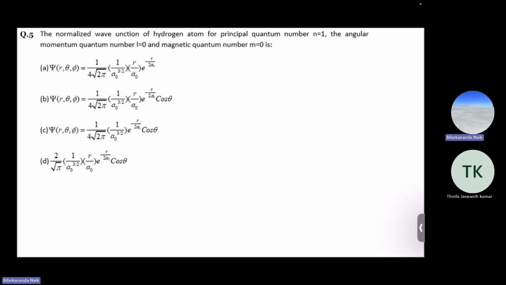option A psi r theta phi. So these are the four options. Since the options are quite long, I am not going to read the options one by one. We need to find out what will be the normalized wave function of hydrogen atom for principal quantum number n equal to 1, l equal to 0, and m equal to 0. So I'll give you a few minutes and then we will discuss.